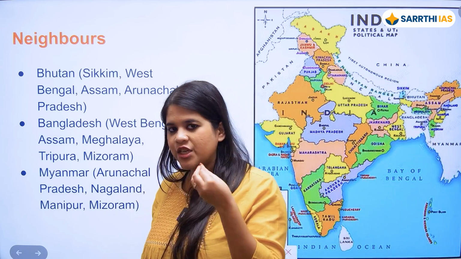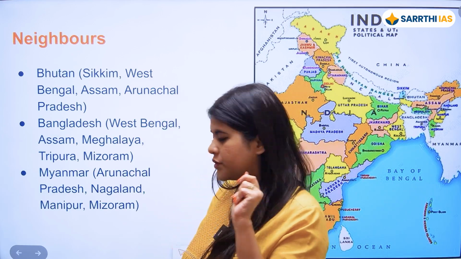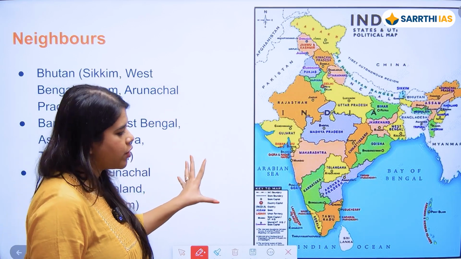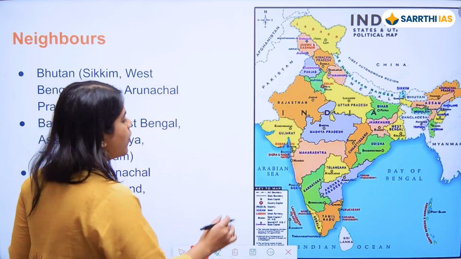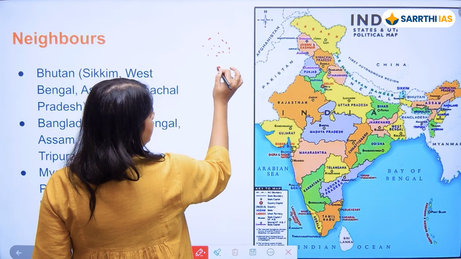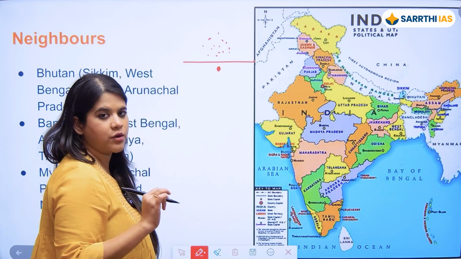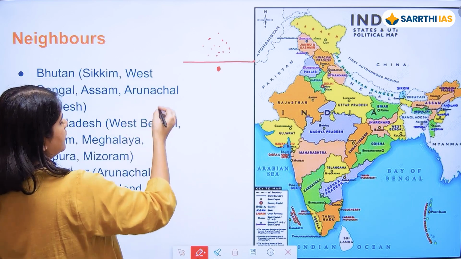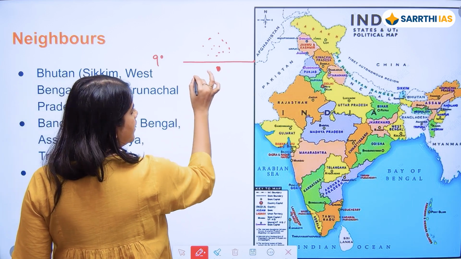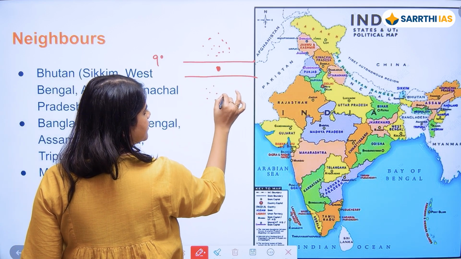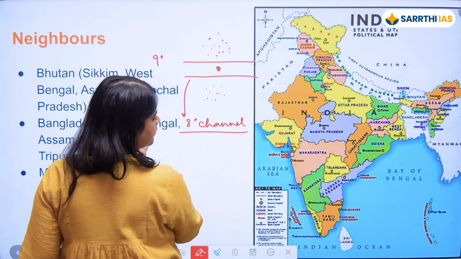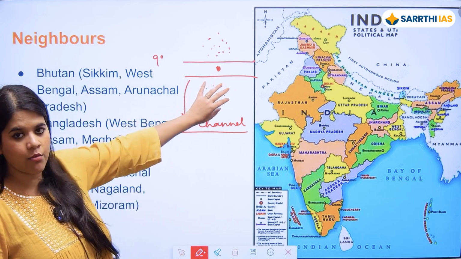Apart from that, India shares maritime borders with 2 countries. इनसे तो शेयर करता ही है maritime border भी, but apart from that, maritime border India शेयर करता है with 2 countries. One is Maldives. ये जैसे लक्षद्वीप islands है हमारे. This is Minicoy. The rest of the Lakshadweep Islands and the Minicoy Island, they are separated from each other by the 9-degree channel, and the Minicoy Island is separated from the Maldives by the 8-degree channel.